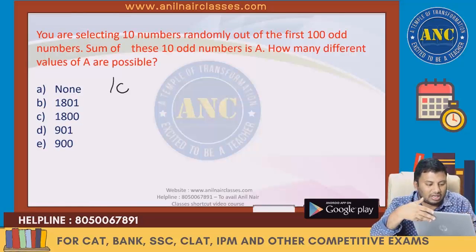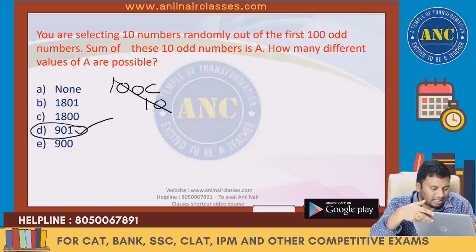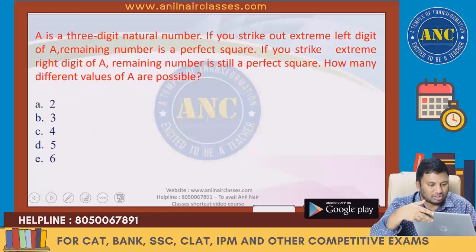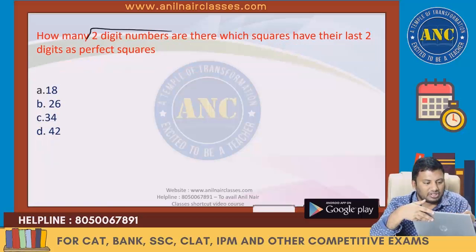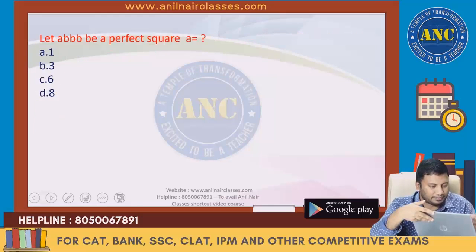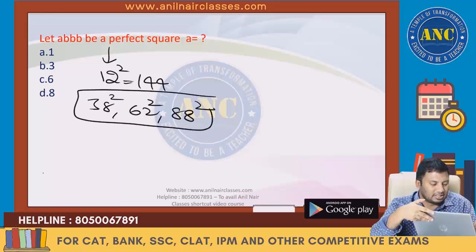Why it is not 100C10? We discussed because the sum value is becoming same even if you change the numbers. So answer for this question yesterday is 901. This question also we discussed. How to do problems based on perfect square counting. This we discussed. We got the number 12 square, 144. 50 minus 12, 50 plus 12, 100 minus 12 is 88. These are the three numbers.